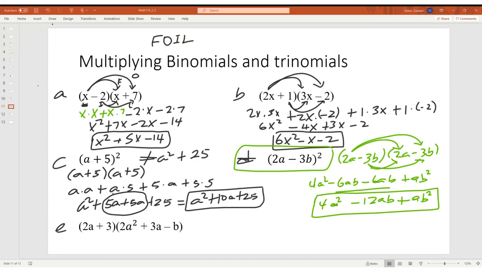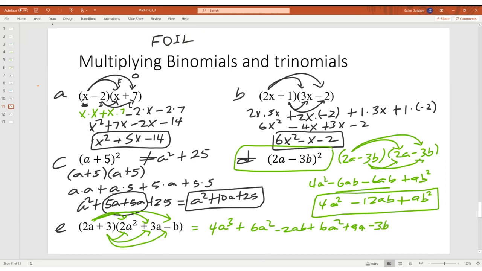Let's move to the last problem. And it's okay. Yeah, that's fine. Excellent, Norma. And we'll finish the last one. Then we'll go to properties of exponent. So 2a multiplies 2a squared. So that becomes 4a cubed. 2a multiplies 3a, that becomes 6a squared. 2a multiplies negative b, that becomes negative ab. Now 3 times a squared becomes 6a squared. 3 times 3a becomes 9a. 3 times negative b becomes negative 3b.